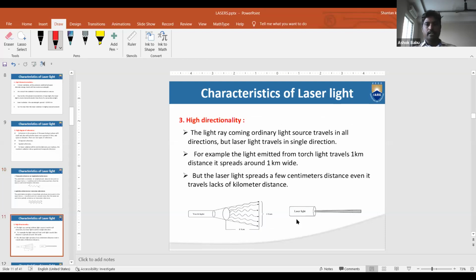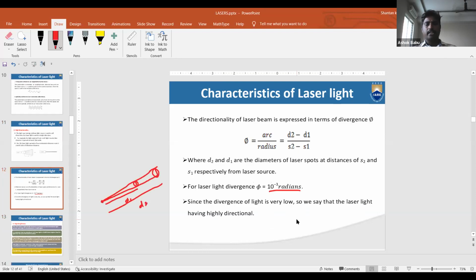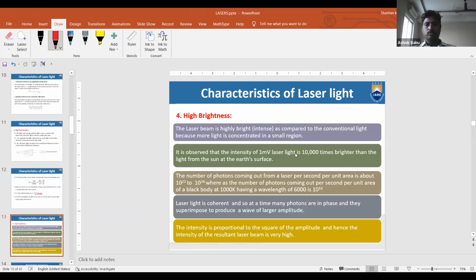High directionality means the spreading is very less. That's why we have high directionality. The divergence is of the order of 10^-3 radians, found using the formula arc by radius. What are D1 and D2 and S1 and S2? D1 and D2 are the diameters of the laser spots at the distances S1 and S2. This is about the brightness.